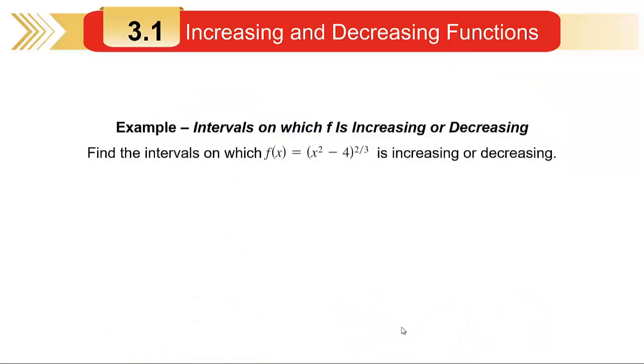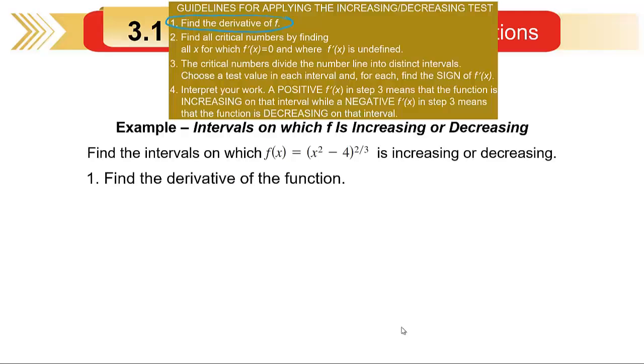Do another one. Here we want to find the intervals on which the function (x squared minus 4) to the 2/3 power is increasing or decreasing. Now this is not a polynomial function, so we may have a little more work to do here. Let's just see. The first step, though, is still to find the derivative.